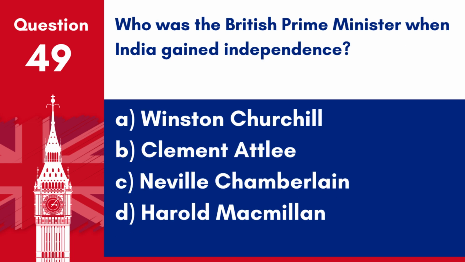Question 49. Who was the British Prime Minister when India gained independence? A. Winston Churchill. B. Clement Attlee. C. Neville Chamberlain. D. Harold Macmillan. Answer: B. Clement Attlee. Clement Attlee was the British Prime Minister when India gained independence from British rule in 1947.